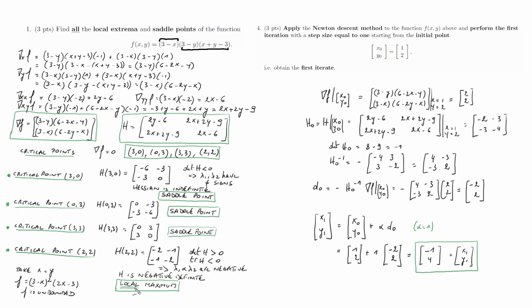Why is it local? Well, you can show that this function here is unbounded. The easiest way to see this is to set x equal to y. Then this function becomes this thing here, and you can see that you can make it as high as you want, close to infinity, if x goes to infinity. So this function is unbounded, so this must be a local maximum.